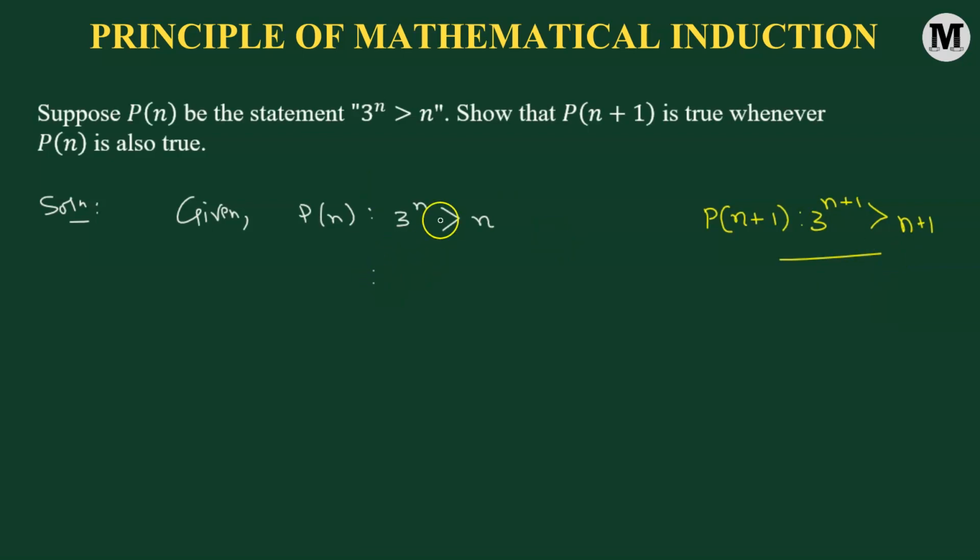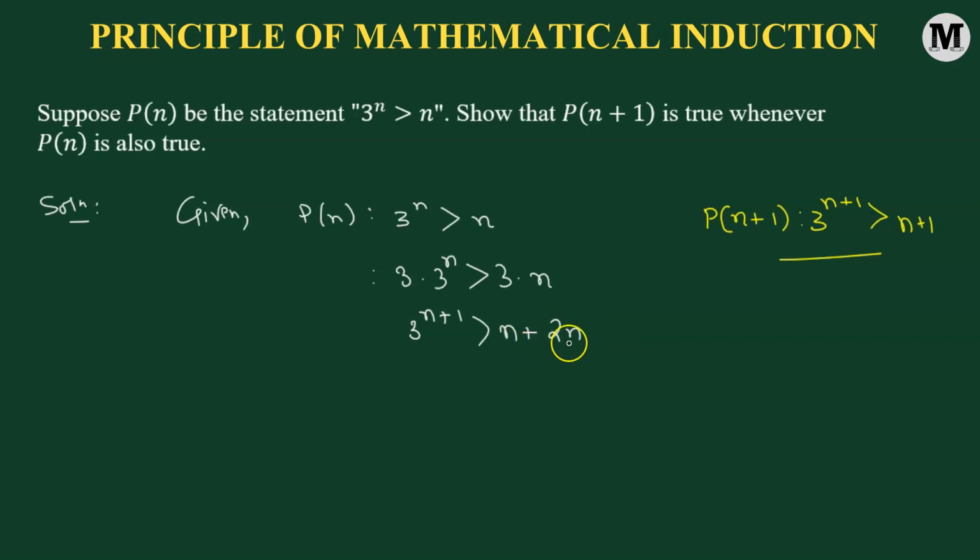We'll start with the given statement, 3 raised to the power of n is greater than n, and multiply throughout by 3, so that we have 3 times 3 raised to the power of n greater than 3 times n. Now 3 multiplied by 3 to the power of n simply becomes 3 raised to the power of n plus 1, greater than 3n. However, we can rewrite 3n as n added to 2n.